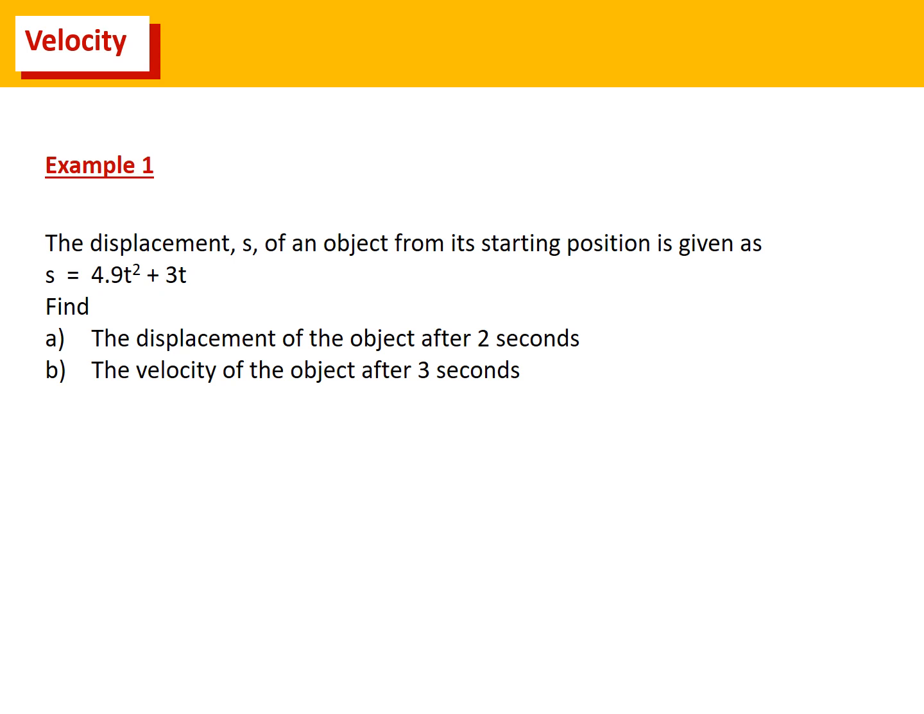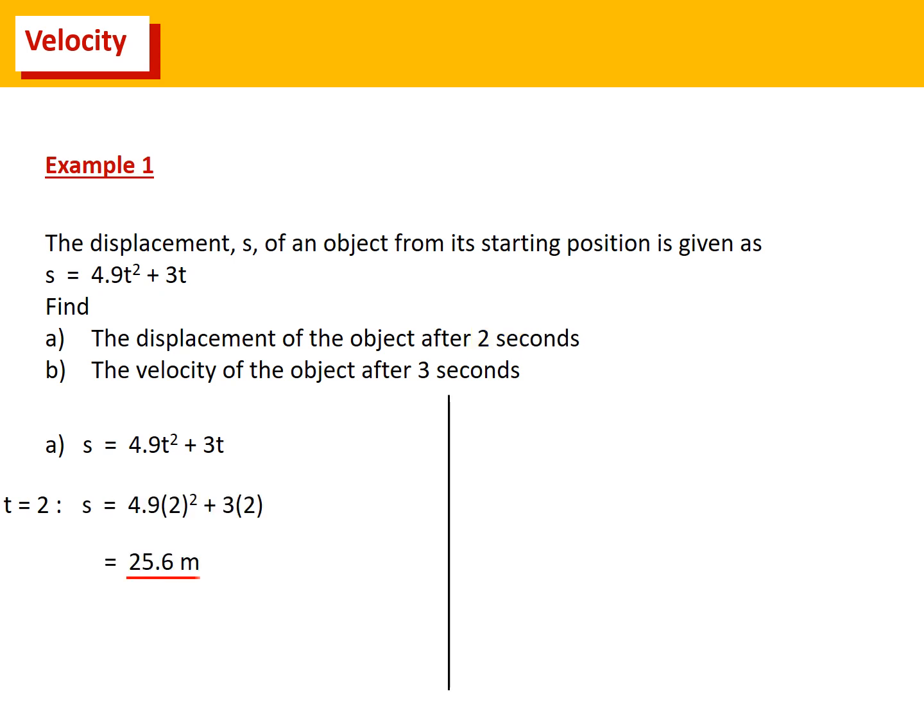Here's our first example then. We're given an expression for s, the displacement of an object. Part A says find the displacement of the object after 2 seconds. So quite simply, because it requires a displacement after 2 seconds, we put t equals 2 into our expression for displacement, and that gives us 25.6.